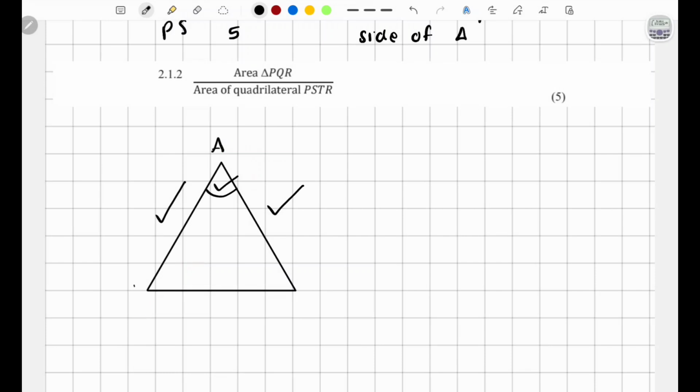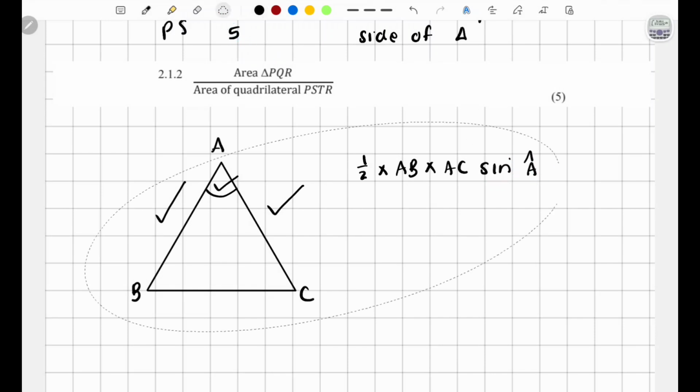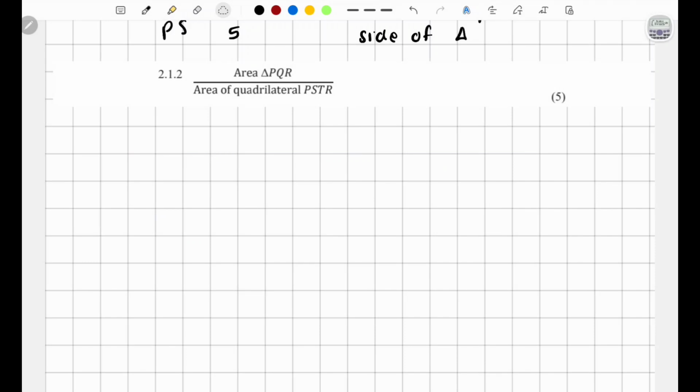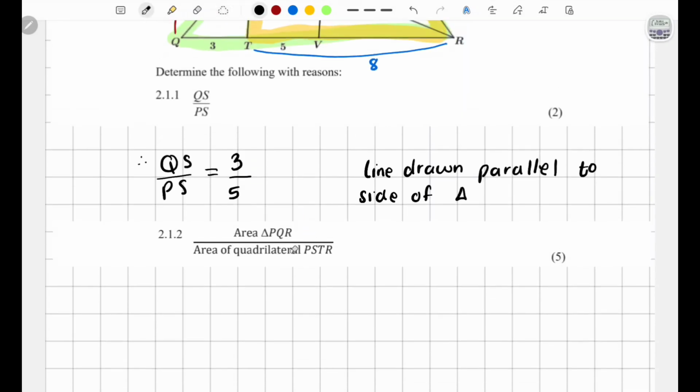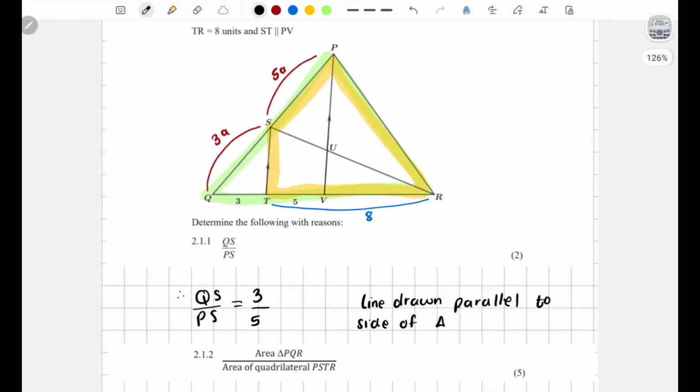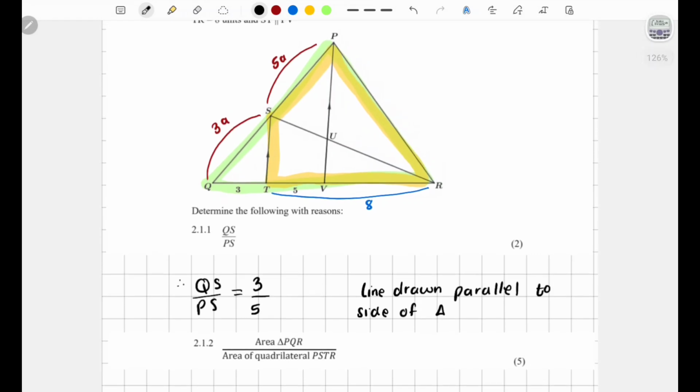What you can do, let's just name this ABC. To find the area of this shape, you can say a half multiplied by one of the sides, which is AB, multiplied by the other side, which is AC. Then you say sine of angle A. Now, in this question, because we are clearly dividing these quadrilaterals, they need to divide over each other, right? And since they need to divide over each other, you need something to happen here.